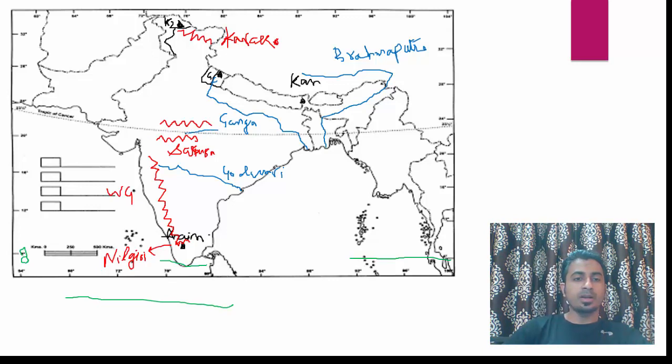It rises in the Amarkantak plateau and flows like this into Gujarat. This is a part of Gujarat only, into the Arabian Sea. So Narmada flows like this.